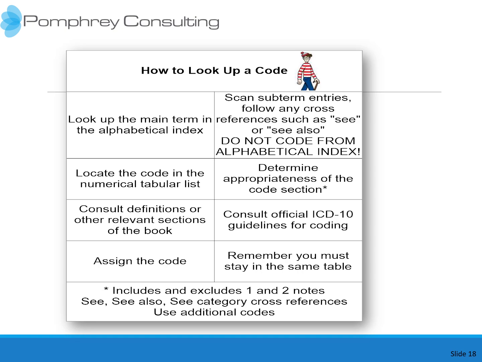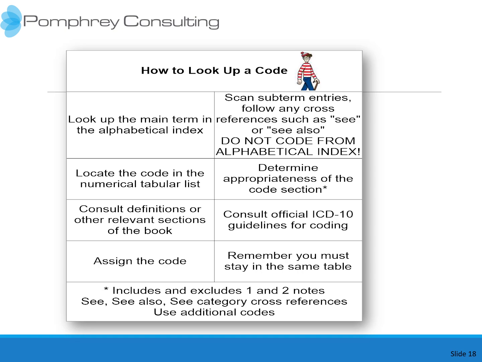Now, within your alphabetic index, there are always going to be a code, but remember that a code can have a minimum of 3 characters up to a maximum of 7. So here in these bold, capitalized letters: do not code from the alphabetic index. Do not, do not. You're always going to go to step 2, and step 2 is to locate the code in the numerical tabular list.